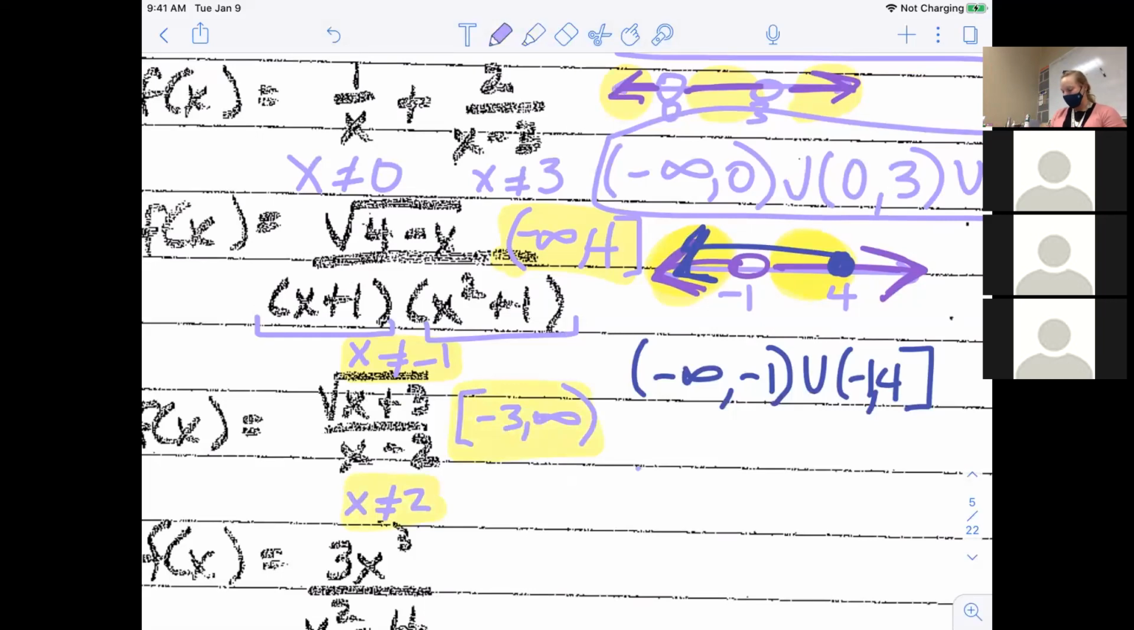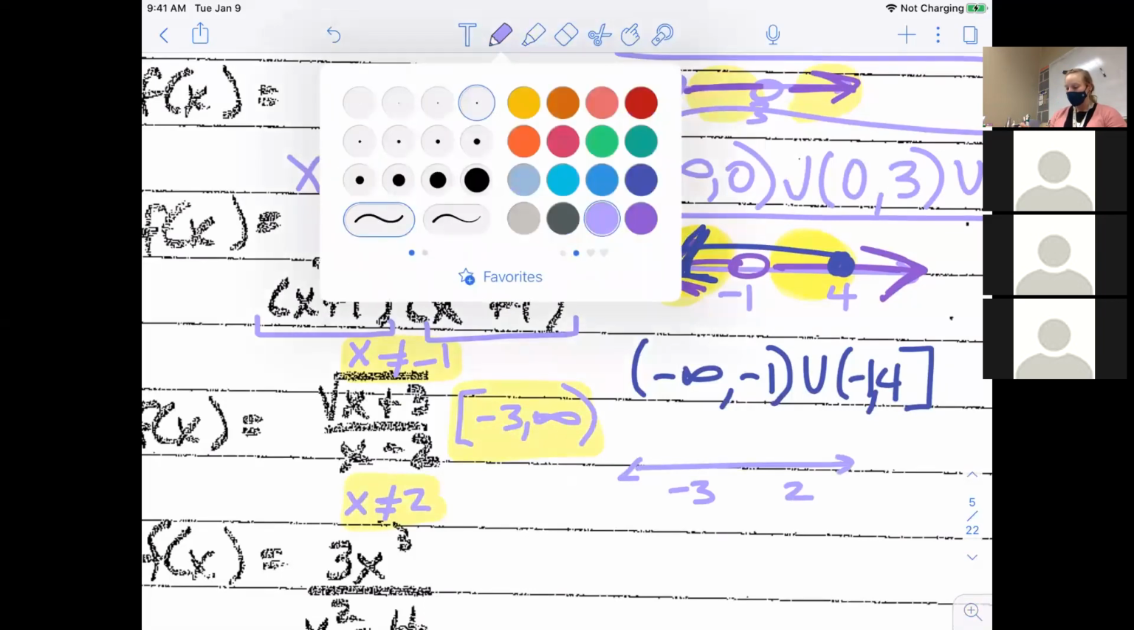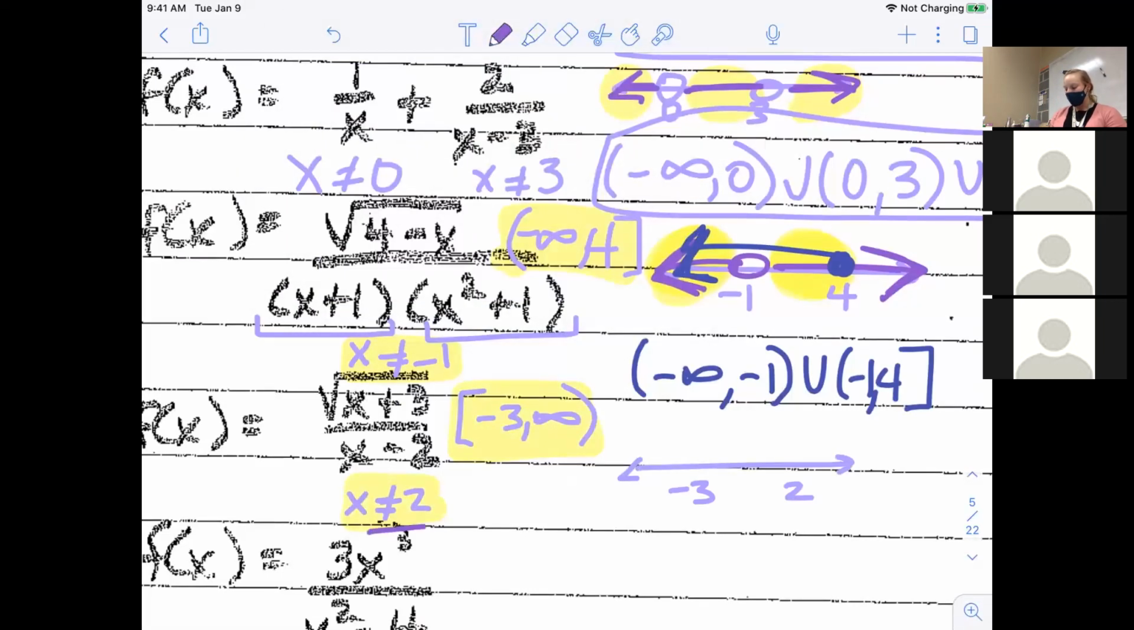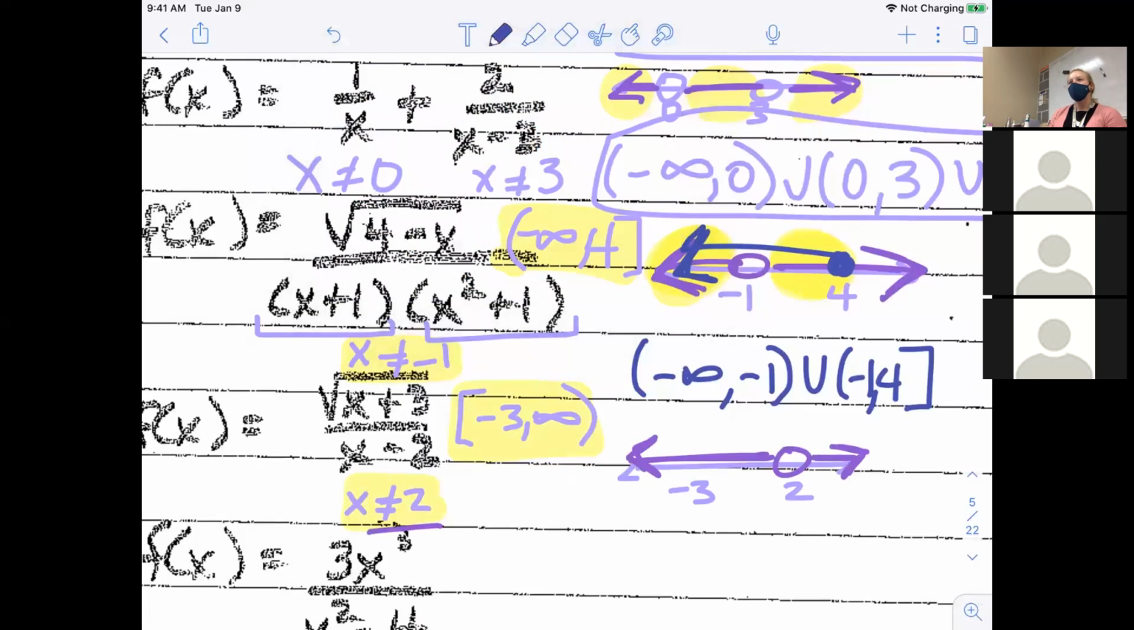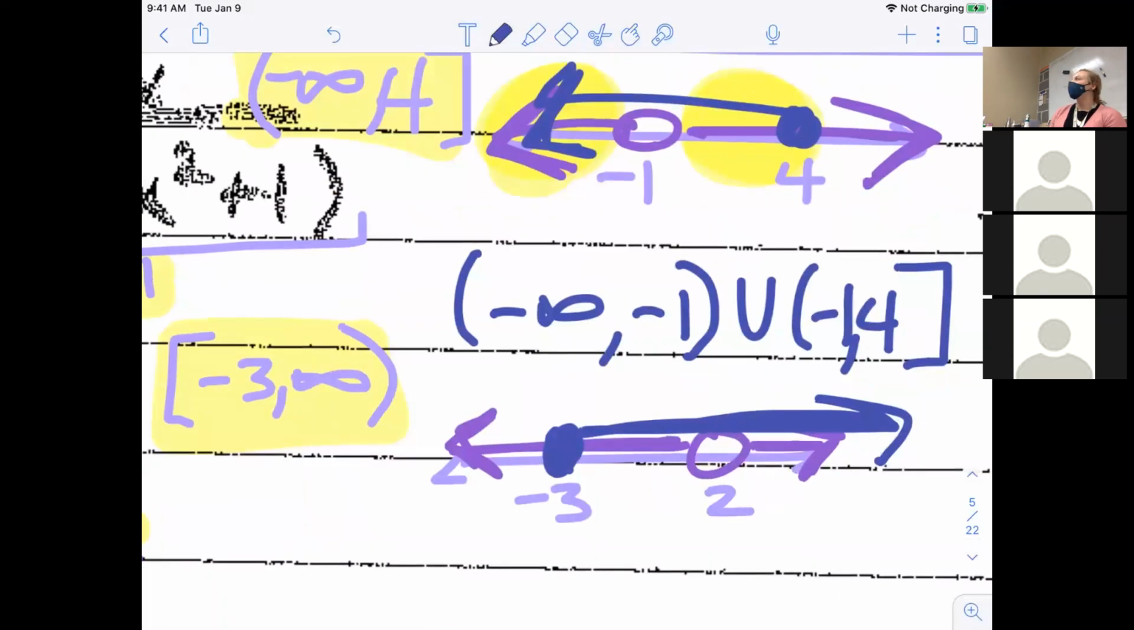Let's graph them. I have -3 and I have 2. I know that I can't equal 2, so I'm going to open circle, but I'm going to shade everywhere else. And then I have -3 to infinity, so I'm going to close circle on -3, and then shade towards infinity. I'm just going to finish explaining this one, and then we'll clean up, okay? Just like the last one, I see where does the blue and the purple overlap?